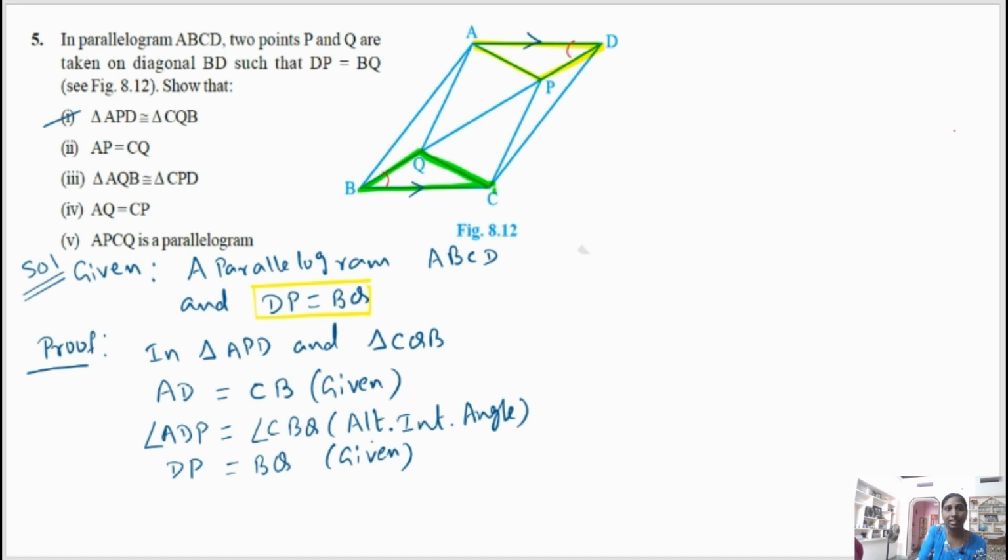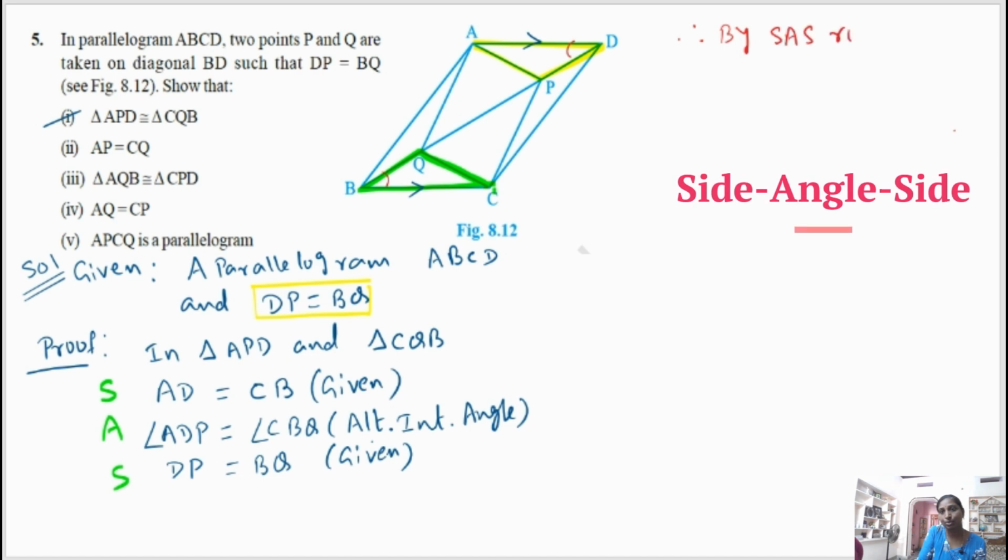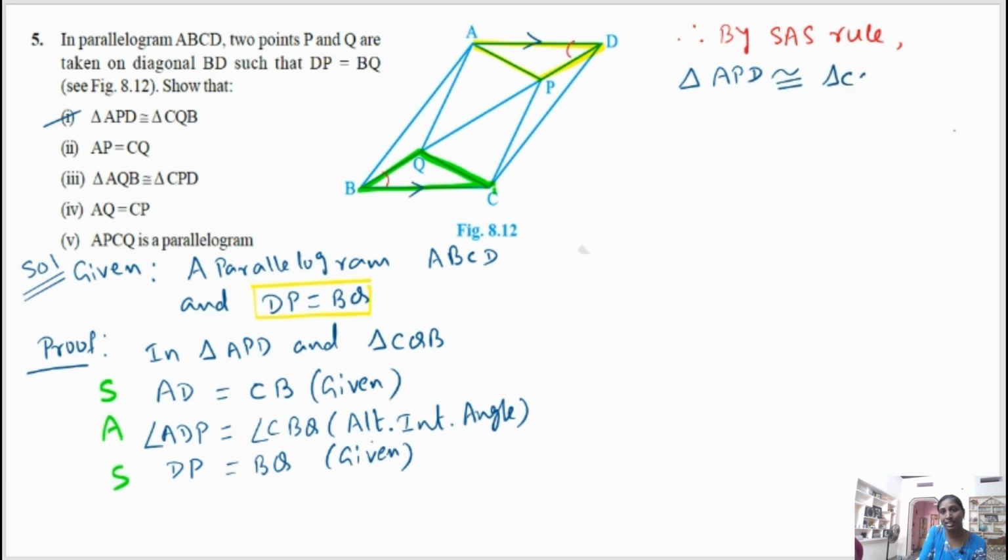So friends, here this is a corresponding side, this is a corresponding angle, and this is one more corresponding side. Therefore, by SAS rule, we can say that triangle APD is congruent to triangle CQB. So we have proved the first point. Okay, we have proved it.